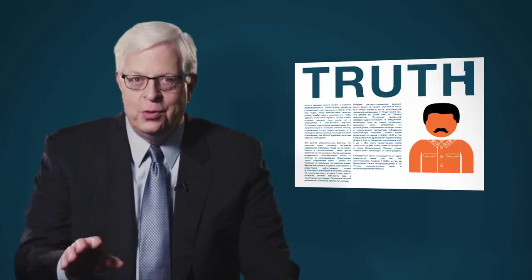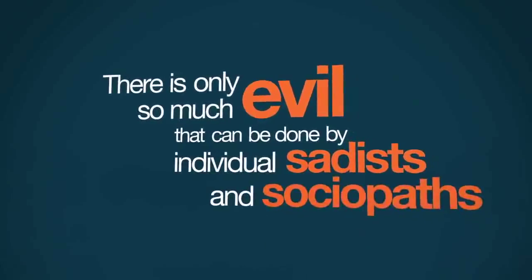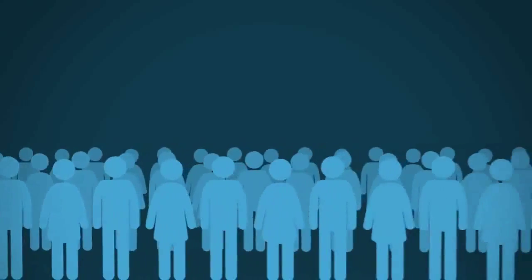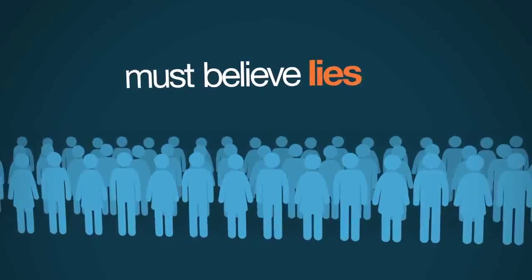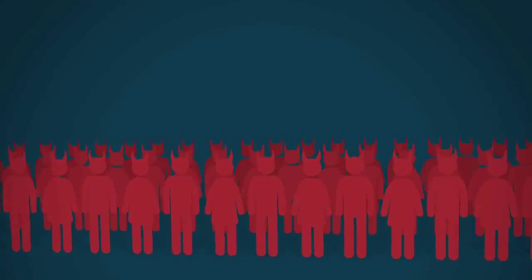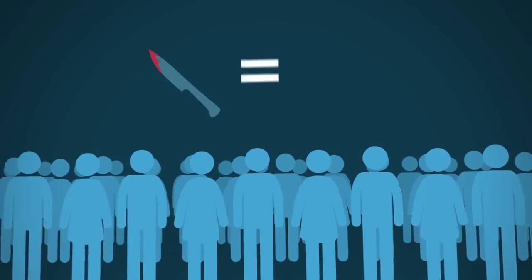That's why the Soviet Union's Communist Party newspaper was named Pravda, the Russian word for truth, because the party, not objective reality, was the source of truth. There's only so much evil that can be done by individual sadists and sociopaths. In order to murder millions, vast numbers of otherwise normal, even decent people must believe lies. Mass evil is committed not because a vast number of people seek to be cruel, but because they are fed lies that convince them that what is evil is actually good.